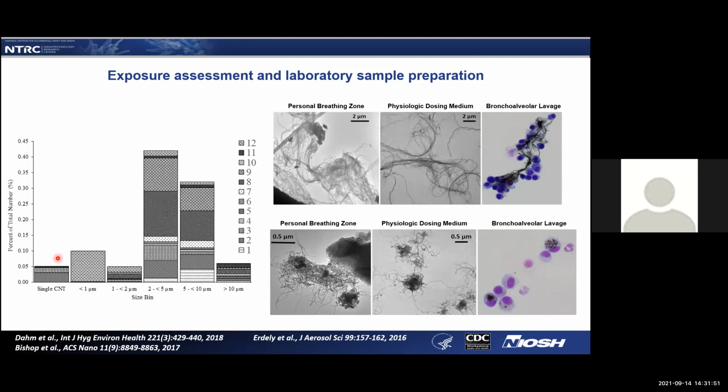When he put this together, this is a sampling of the 12 facilities from our human health effects studies. Only 5% of the material collected in personal breathing zones were in singlets. That means 95% of what was reaching the personal breathing zone was in an agglomerated structure somehow. So when we did our toxicity studies, whether in vivo or in vitro, we wanted to do our best to try to replicate this agglomeration pattern.